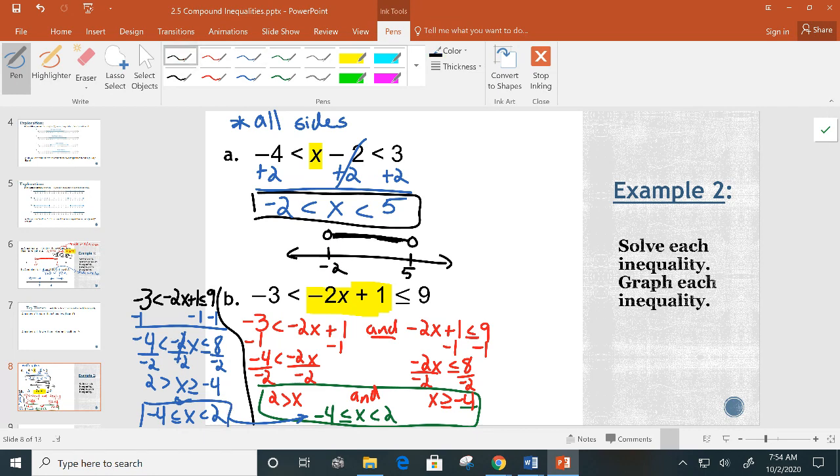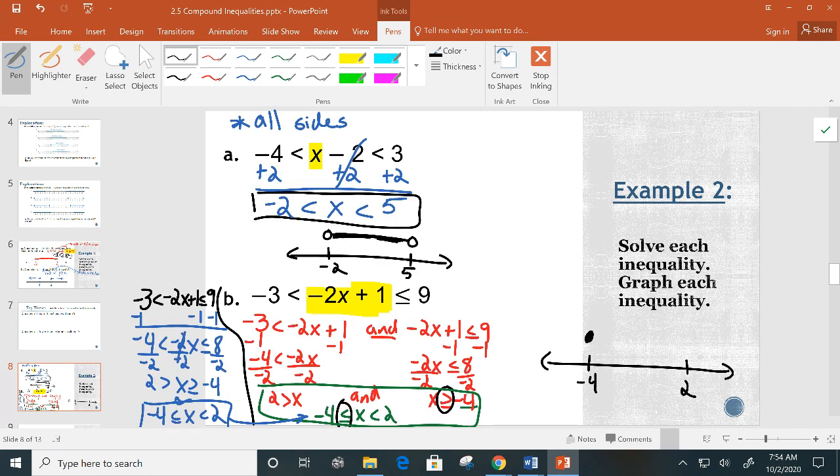Okay, if you want to break it up with the word and in between, go for it. Let's graph it. It's an and compound inequality. It's going from negative 4 to positive 2. I'm going to have a closed circle at negative 4 because what's the sign that goes with negative 4? It's got a line underneath that, equal to.